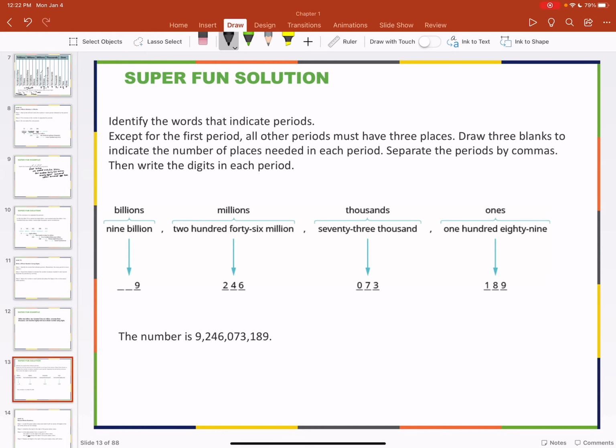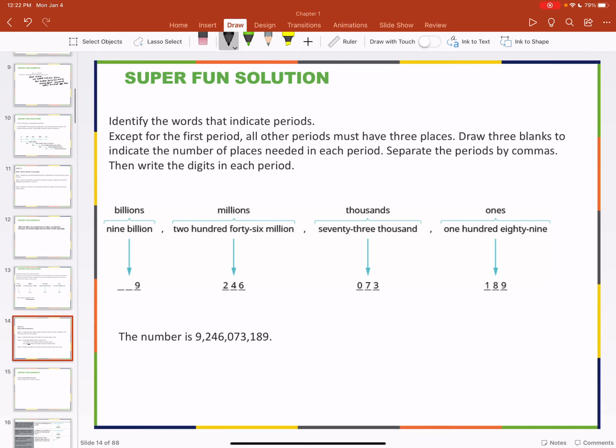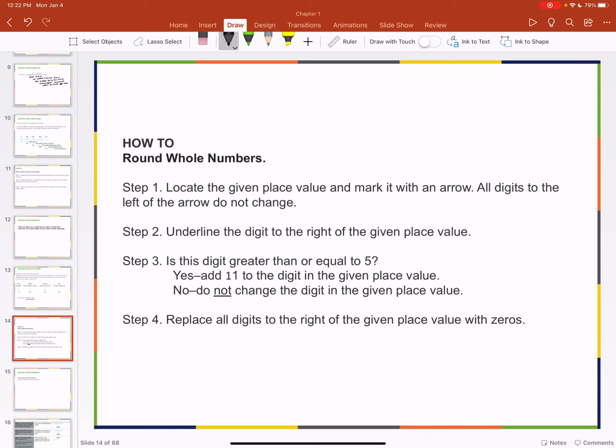So let's go ahead and look at that. So this would be in the billions, you have 9, so that's 9 billion. In the millions, there's 246 million, so that goes there. The thousands, there's 73,000, so that's 73. There's a 0 in the hundreds place of the thousands. And then 189, so the number would be 9,246,073,189.